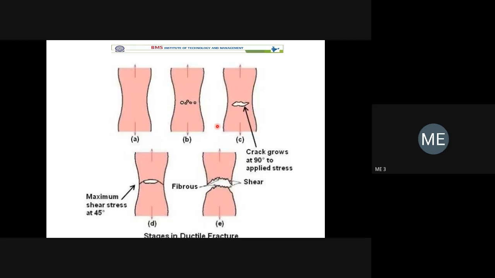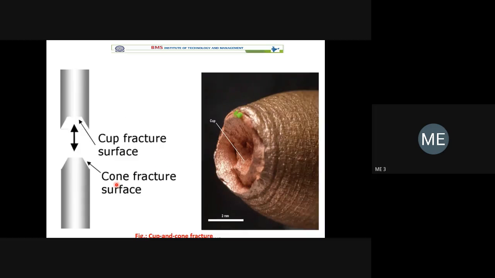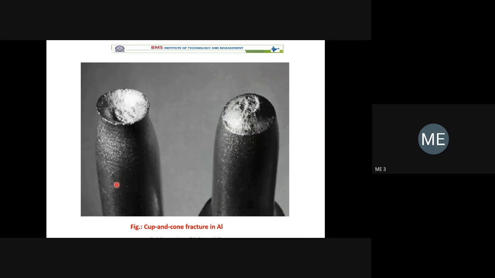There are two stages. One is crack initiation. This is the crack initiation. This last stage is the crack propagation. We can see one is crack initiation and one more is crack propagation. Here we can see this is the starting point. The void formation is nothing but crack initiation. And here we can see the crack will propagate. Finally it results in fracture. These are the fractured surfaces. So finally we get two surfaces.